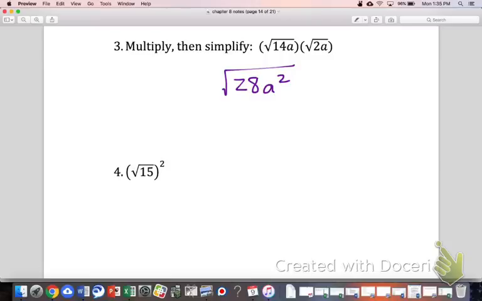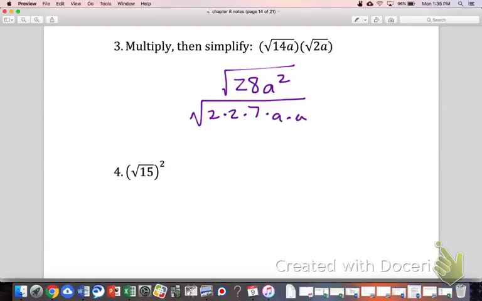Once you've gotten to this stage, all we need to do is try to simplify the radical. So what we'd want to do is try to break down the 28 and the A squared into prime factors. Should break down relatively easily. 28 is 2 times 7. And A squared is just A times A.